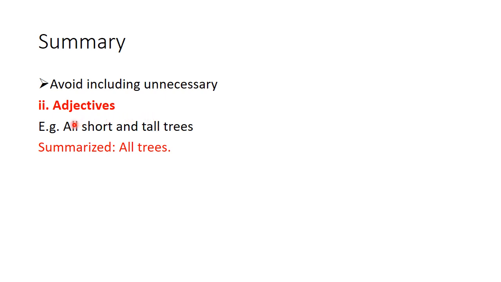So these are unnecessary words here. Okay, we can just say all trees. We haven't changed the meaning. When they say all short and tall trees, they just mean all types of trees. So you can just say all trees. Or if you want, all types of trees. These are 1, 2, 3, 4, 5 words, but here there are 2 words. If you write all types of trees, you're going to have 4 words. So you have summarized instead of writing 5 words.